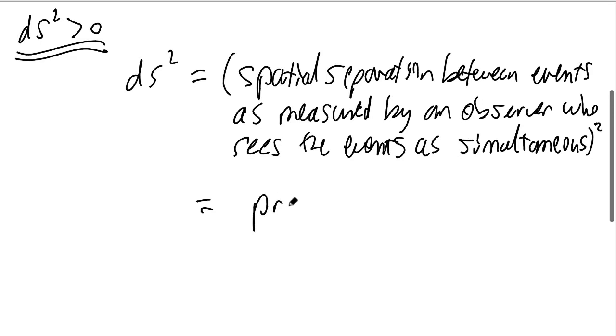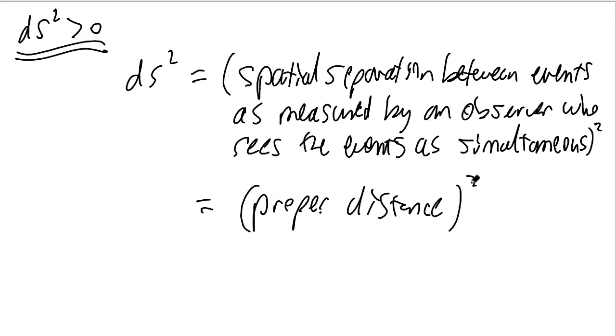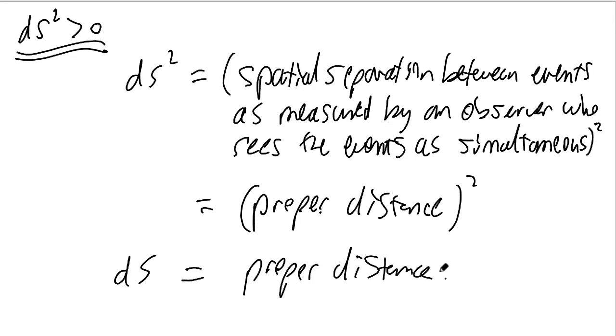So this is the proper distance squared. Okay, and of course ds itself is then just the proper distance. Okay, in this case, when ds squared is greater than 0, we say that the two events in question are spacelike separated.